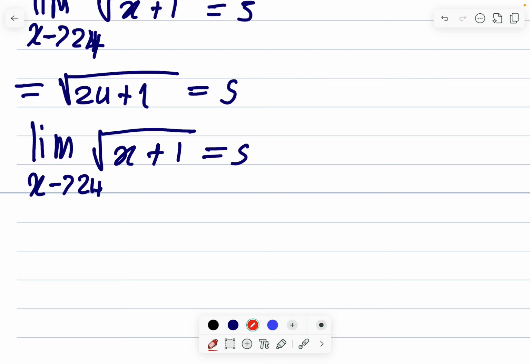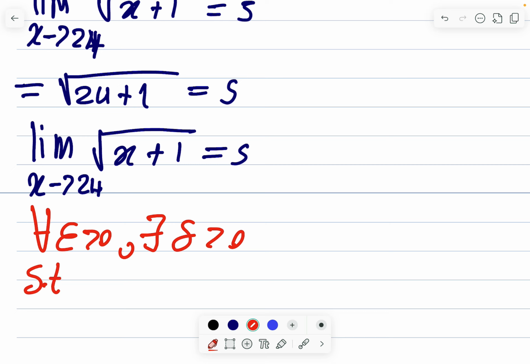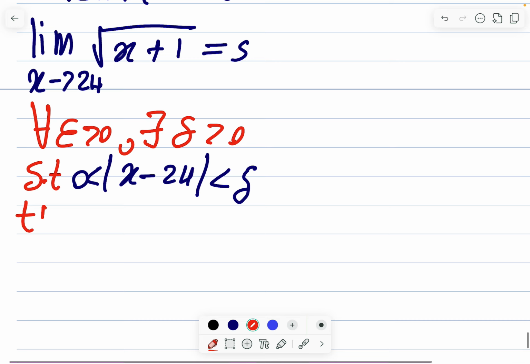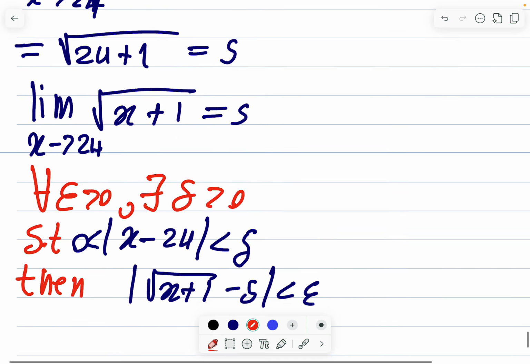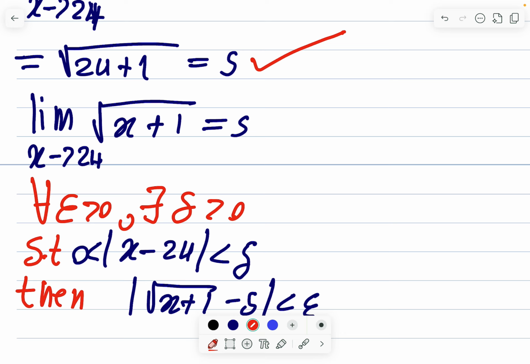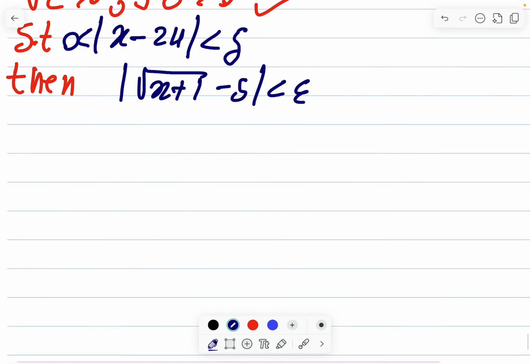You're going to write the definition. For all delta greater than 0, there exists epsilon greater than 0, such that x minus a, which is x minus 24, is less than epsilon but greater than 0. Then f of x, which is square root of x plus 1, minus L, which is 5, is less than delta. You are going to get your free mark from finding this and using the definition. Right? So let's go on.